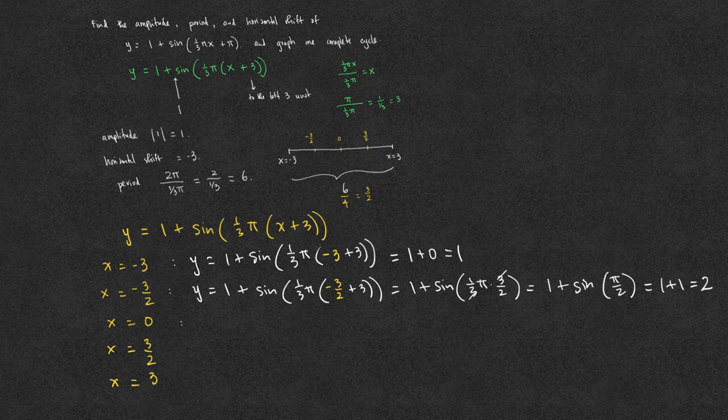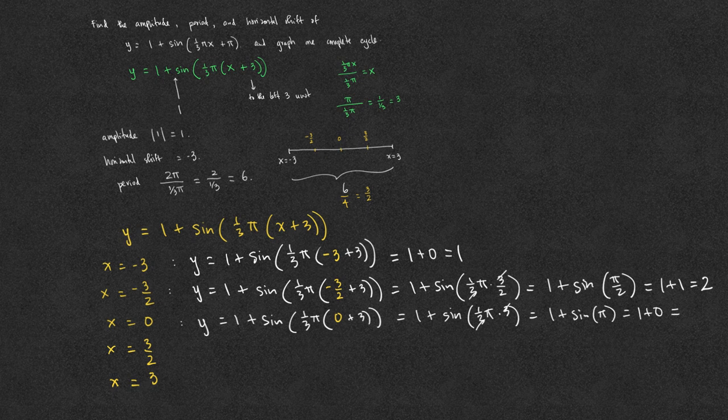For x equals 0, y is 1 plus sine of 1/3 pi, and we plug in 0 plus 3. This is 1 plus sine of 1/3 pi times 0 plus 3, which is 3. The 3 cancels out, so we end up with 1 plus sine of pi, which is 1 plus 0, because sine of pi is 0. 1 plus 0 is 1.